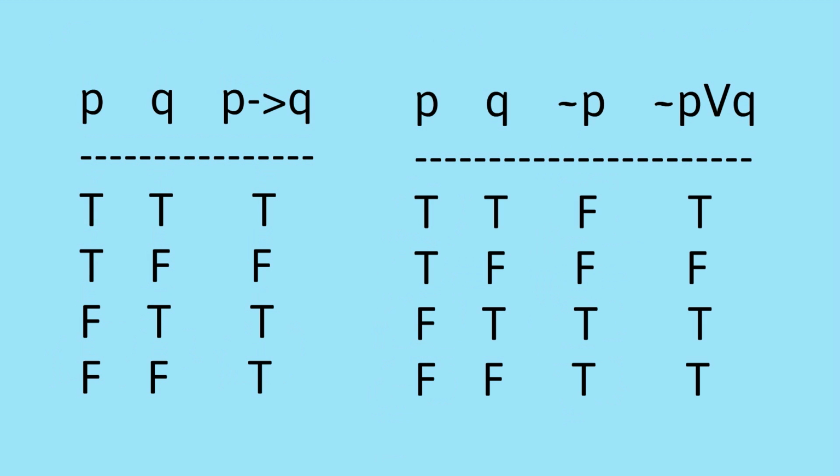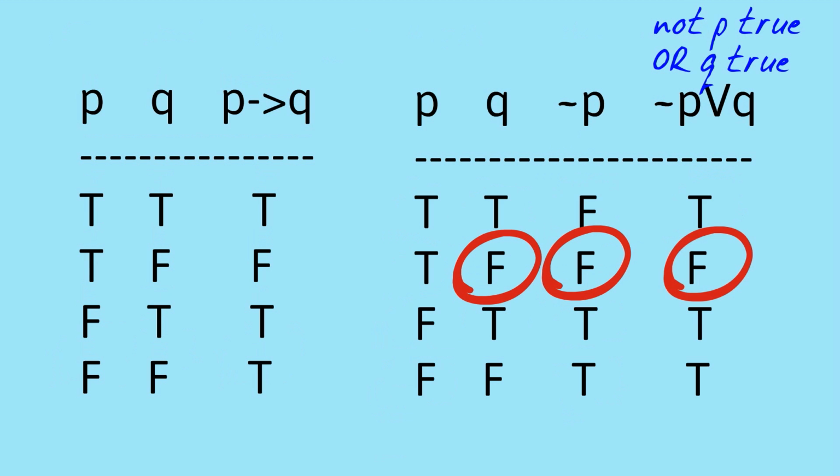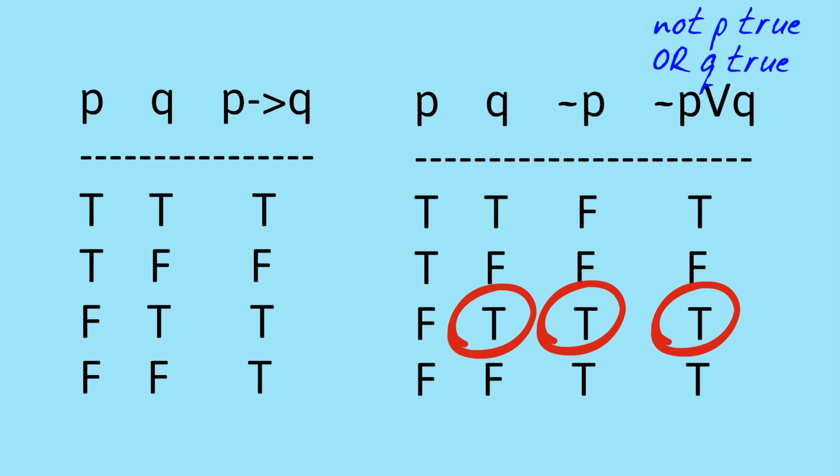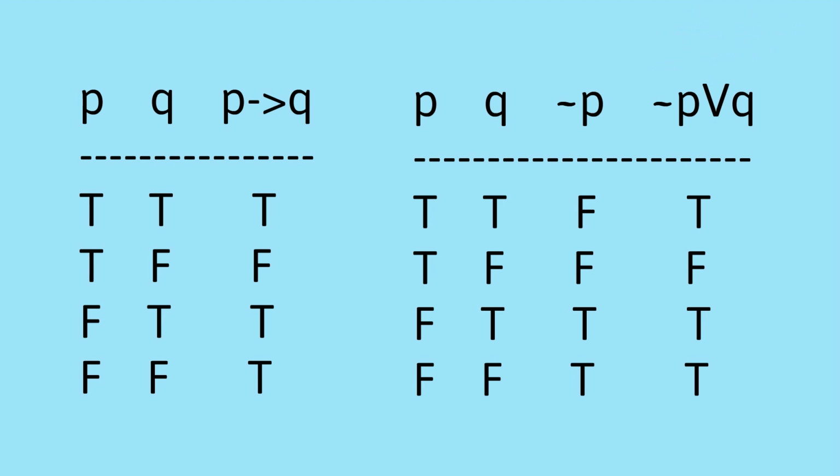And now we ask the question, is not P true or Q true? In other words, is one or more of Q and not P true? So in the first case, well, we've got Q is true, so clearly not P or Q is true as well. Second case, they're both false, so not P or Q will be false. The third case, they're both true, so not P or Q will be true. And the fourth case, we certainly got not P being true, and so not P or Q will also be true.